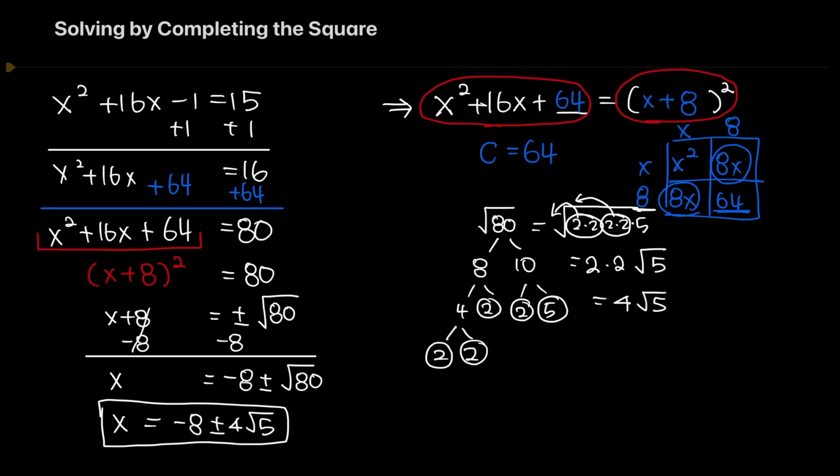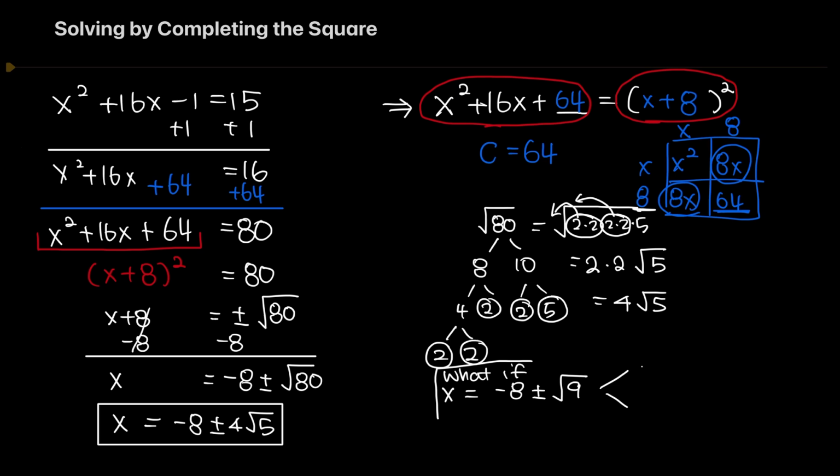Now, what if instead of 4 square root of 5, you have something prettier, a perfect square? Let's say you had x equals negative 8 plus or minus the square root of 9. Again, this is a what-if. Then you can rewrite this as negative 8 plus 3, because the square root of 9 is 3, and negative 8 minus 3. You actually have to work them out. This gives me negative 5, and this gives me negative 11. So these two will be your answers in that case.